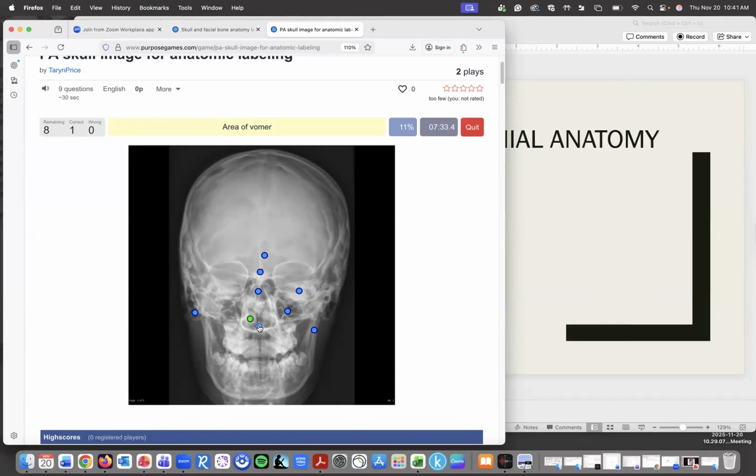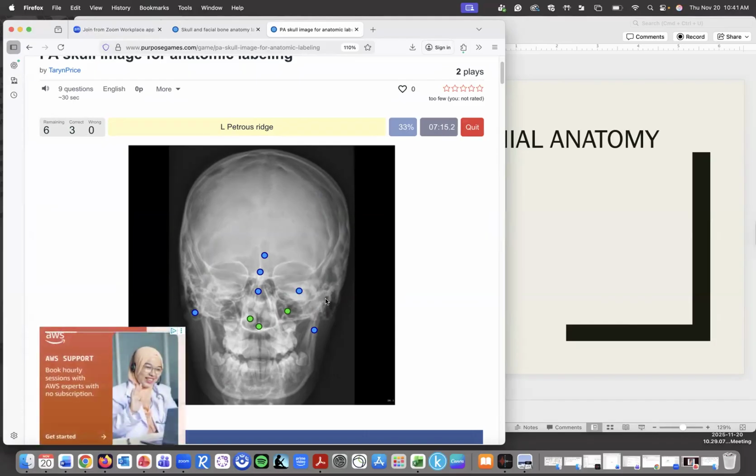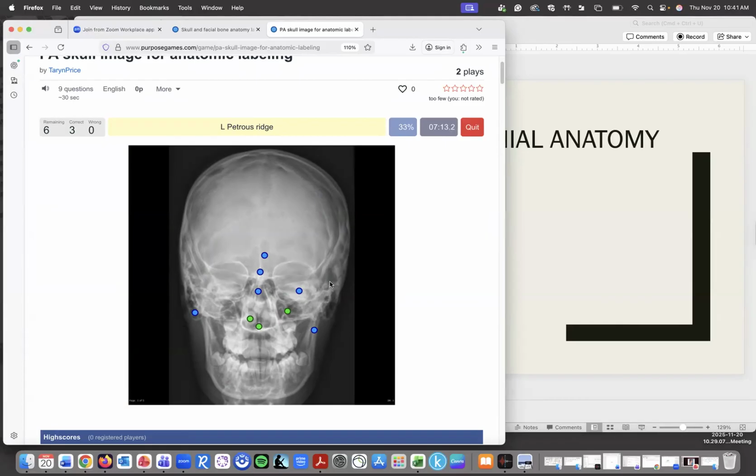Okay, area of the vomer is going to be down here. Remember, this is where the nasal septum is. Left maxillary sinus is here. Left petrous ridge, that's going to be this whole area here. It's actually part of the temporal bone. So we see the ear is going to be here.